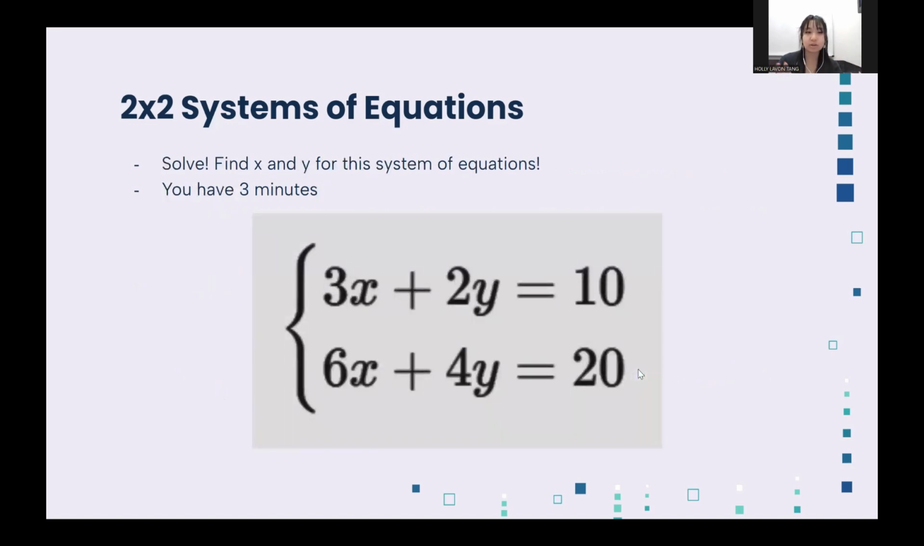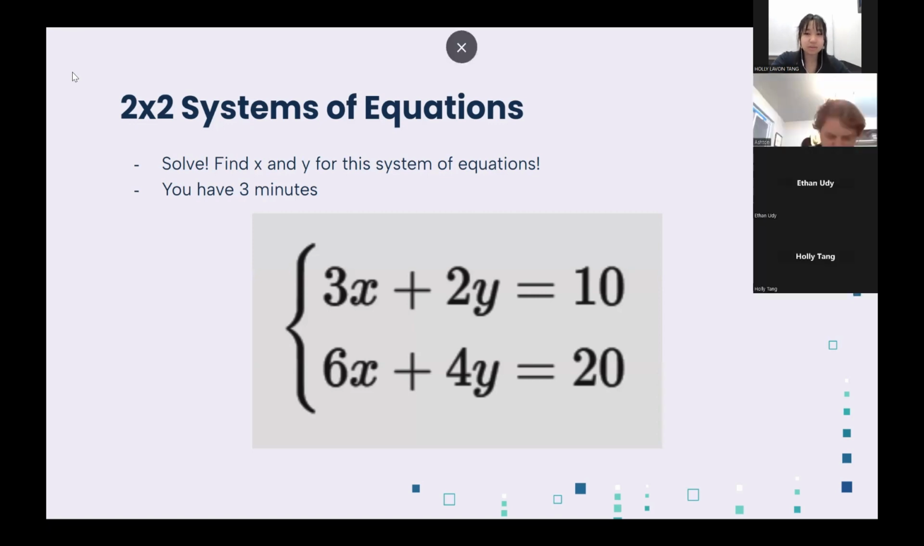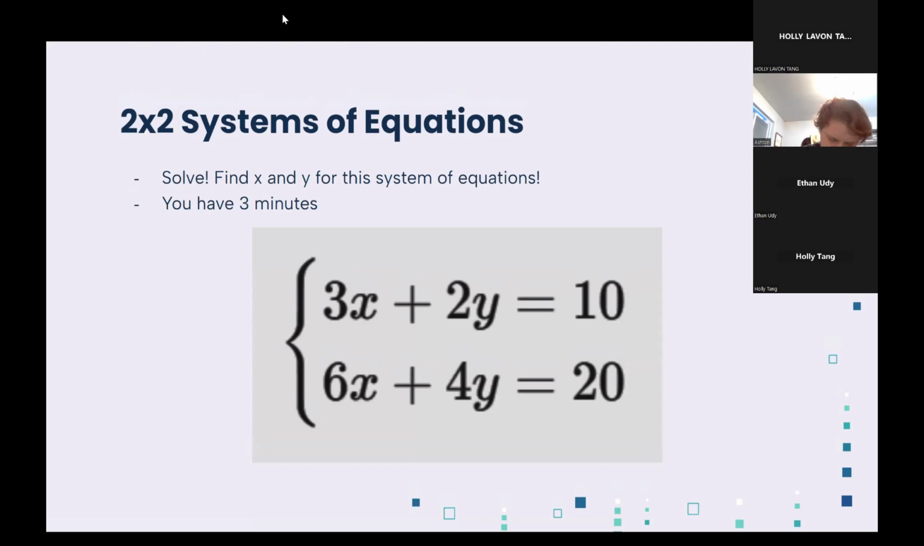So really quickly, we're going to go ahead and do this one. If you know the elimination method, this one will be quite easy. And we'll go ahead and, I think, do you guys want 3 minutes? Yeah, that'd be nice. I'll give you 3 minutes. All right, welcome back, guys.